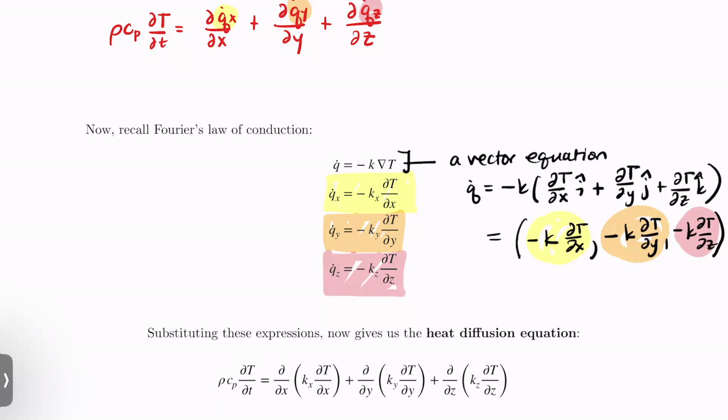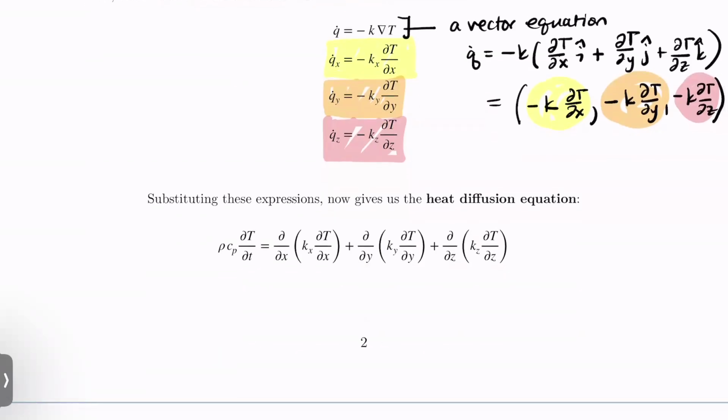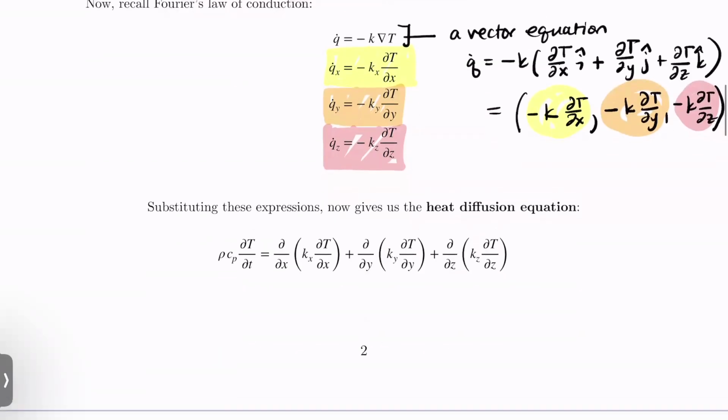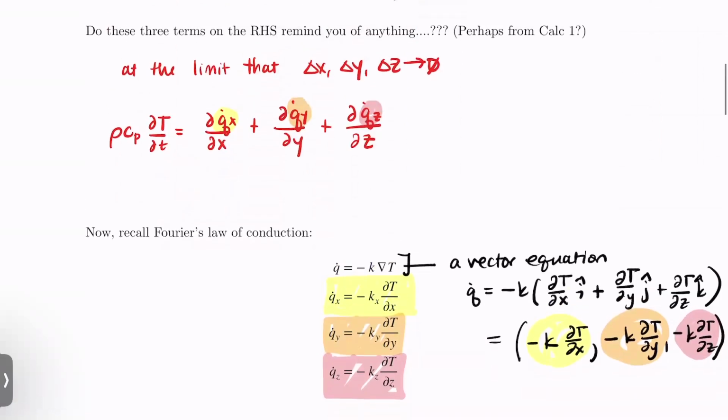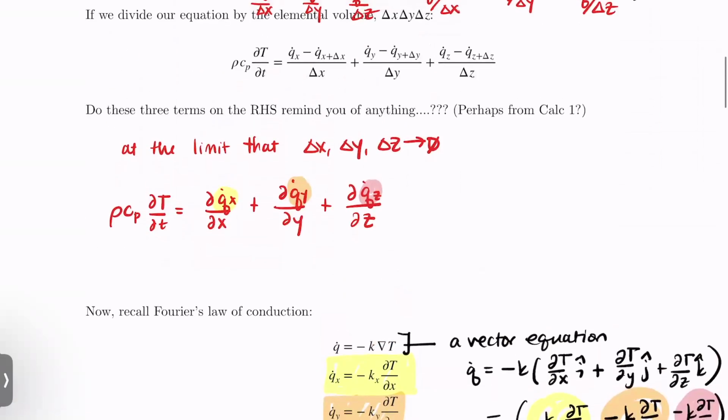Okie dokie. So when I substitute this all in, we get the heat diffusion equation. Oh, you know what? I have made a mistake. Does anybody see the mistake I made? With the derivatives, perhaps? So I apologize for that.